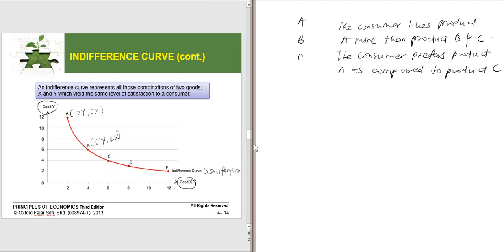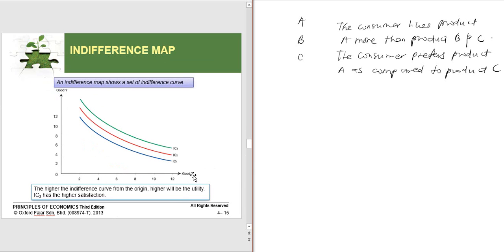So, how do we know whether the level of satisfaction of the consumer is increasing or decreasing? What you will get is this indifference map. The indifference map shows the different levels of satisfaction that a consumer can get from consuming the two products, X and Y. Here, the blue one is the lowest level of satisfaction. The red one is in the middle, and IC3 shows the highest level of satisfaction.